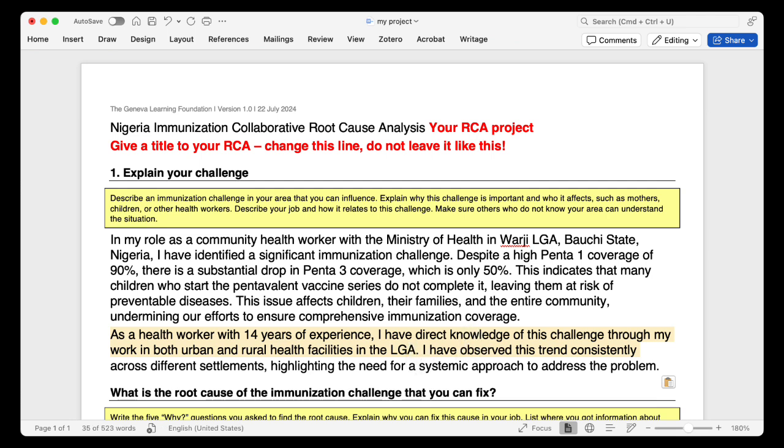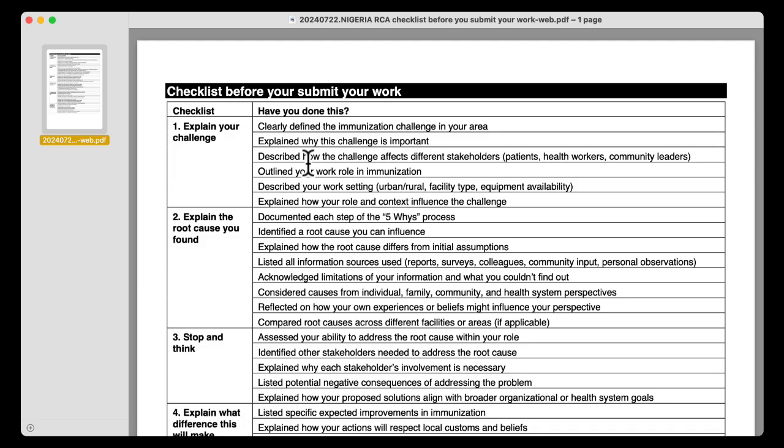So you can go back now and let's look at some of the other tools we have available. So you have a checklist that you can use before you submit your work. So you've just seen, now this is an example. Do not try to copy this. You have, of course, to write your own immunization challenge, even if you are from Warji LGA Bauchi State, Nigeria. But what's important is to checklist whatever you end up writing.